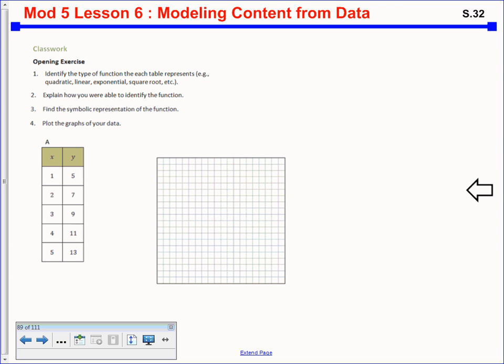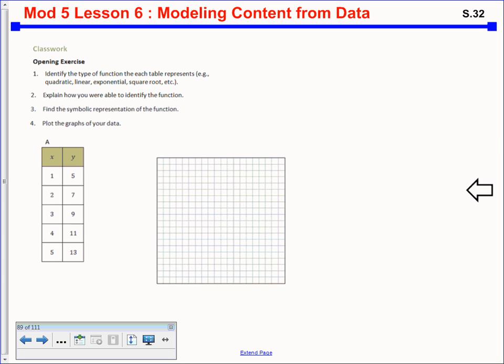Today we're going to be working on lesson number 6. We're going to be looking at data and trying to identify the type of function that we have and then actually find the equation. So again, this is a repeat of everything that we have done, but now these equations could be a little bit more complex.